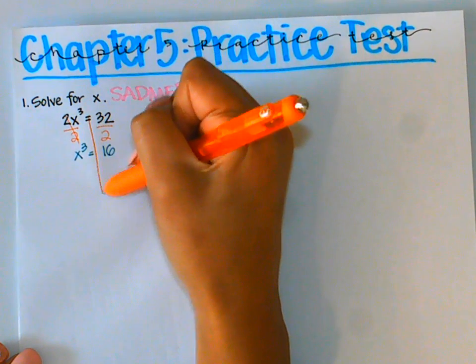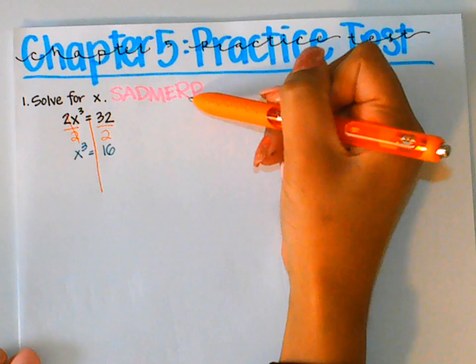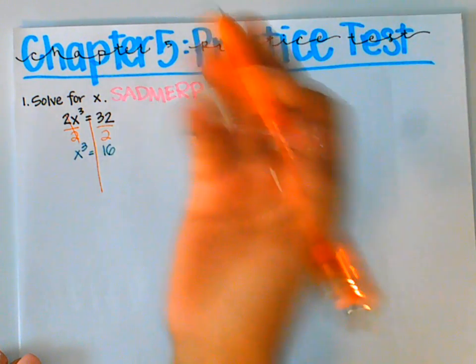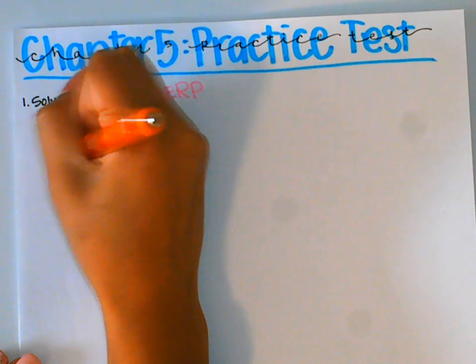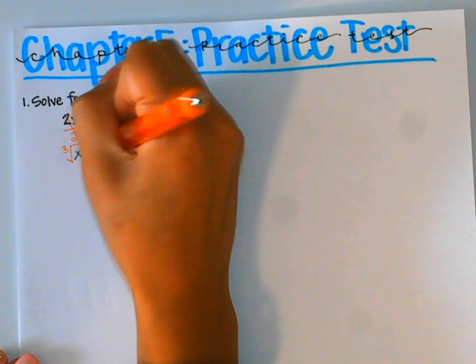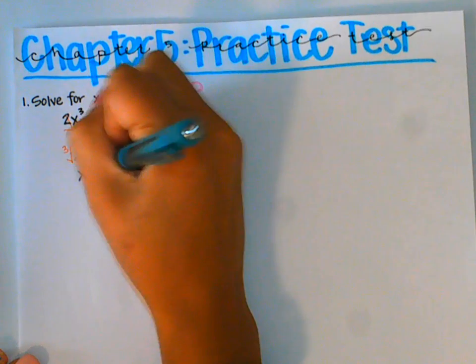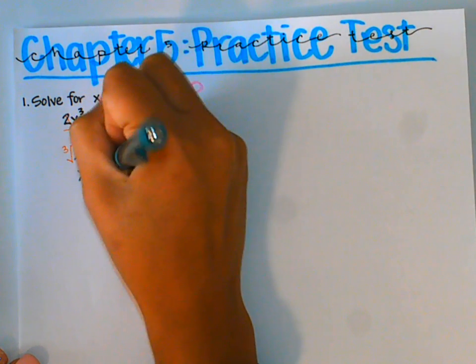And we can move along to our exponents or radicals. Here we have an exponent of 3, so we're going to use our radical to cancel that out because they are opposites of one another. So we get x is equal to the cubed root of 16.